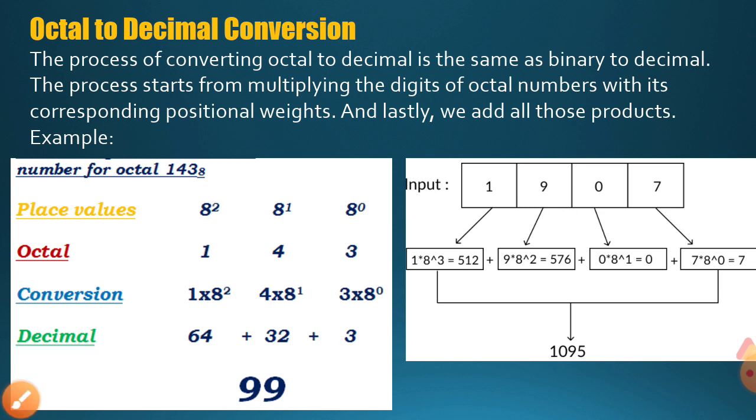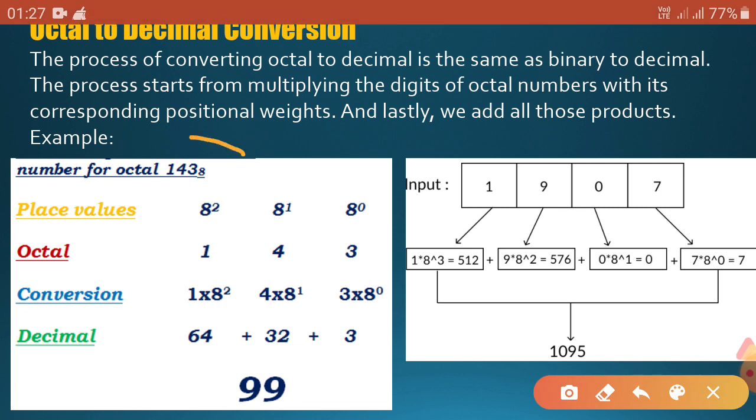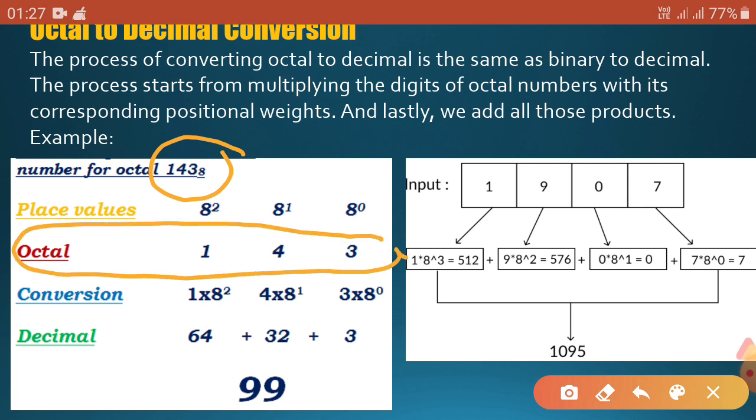Suppose the number is 143. It is in octal. We have to convert it into the decimal number system. So write the octal numbers first, and above it write the place values or weights, positional weights. It is in octal, that's why we are writing 8 to the power 0, 8 to the power 1, and increasing by 1 in the power.